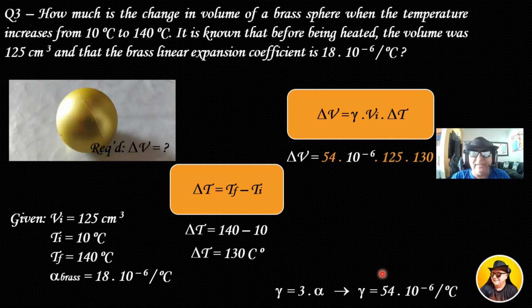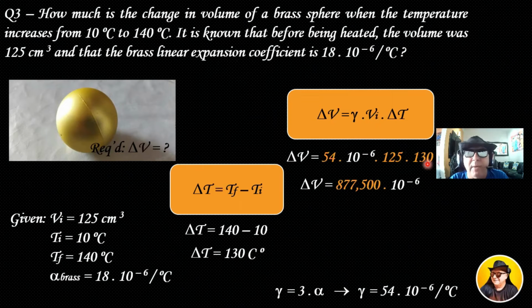Pay attention that the colors are different, okay? I always do this in order to make you realize what's happening. So 54 times 125 and times 130 is 877,500 times 10 to minus 6.